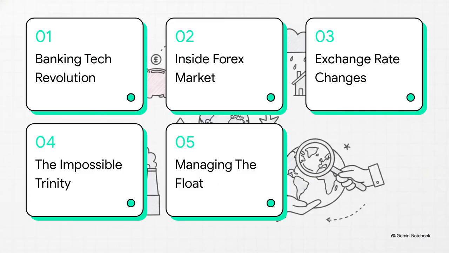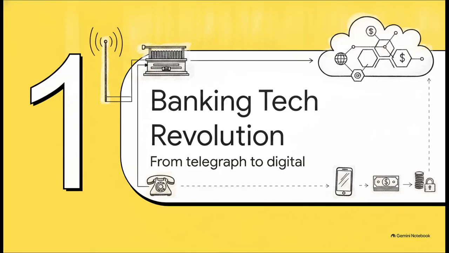To do that, we're taking a real zoom-out journey for This Explainer. We'll start with the banking tech revolution, take a peek inside the Forex market, figure out exactly why exchange rates change, tackle something called the impossible trinity, and finally, look at managing the float. So let's kick things off with Section 1, the banking tech revolution.